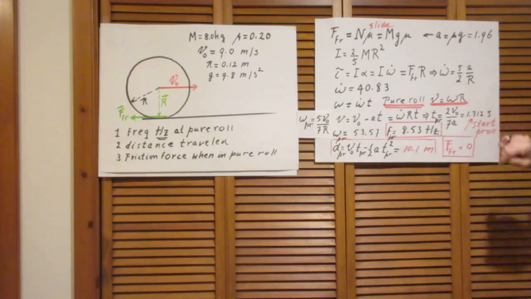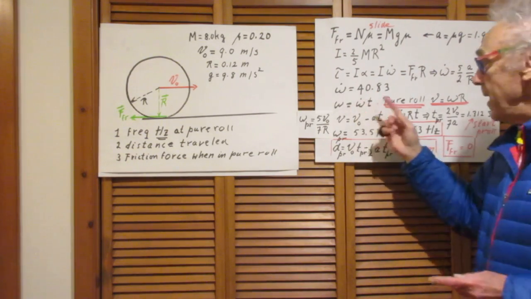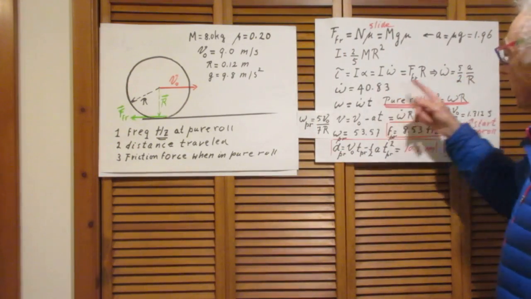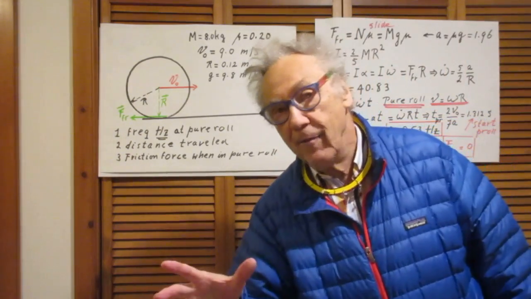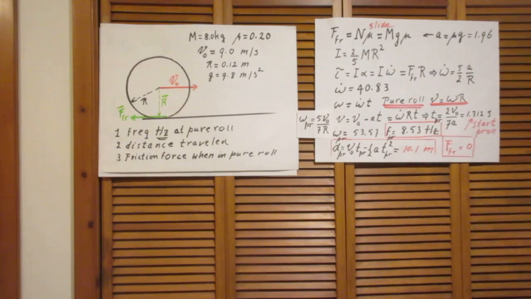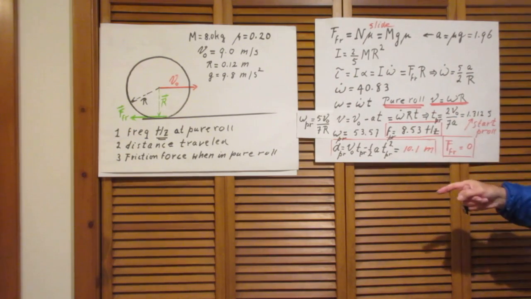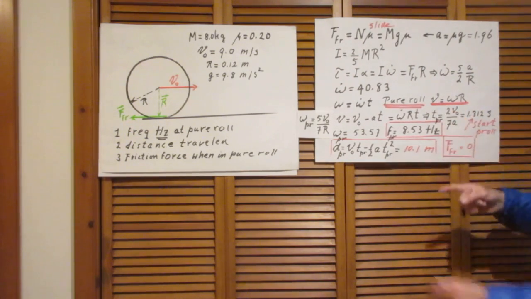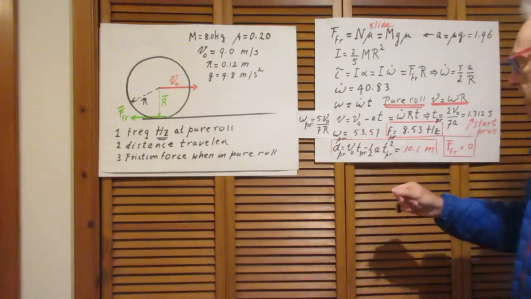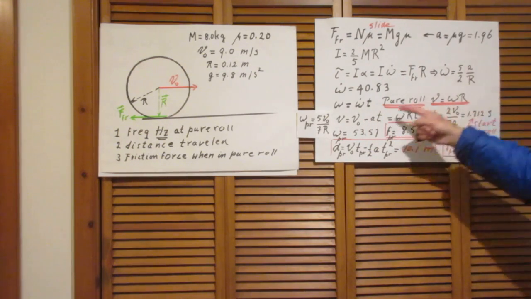So we can calculate now what omega dot is, because we know what A is and we know what R is, and we find 40.83. Omega starts at 0, and omega dot is a constant. And so omega will now linearly grow in time. Omega will be omega dot times time. And that will continue until we reach pure roll, at which moment v, the speed of the ball, equals omega r. Now the speed of the ball is of course v0 minus at.